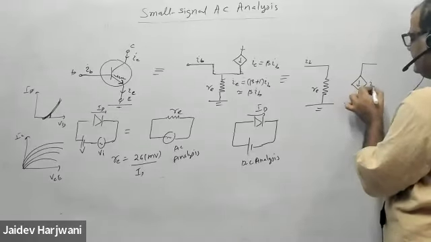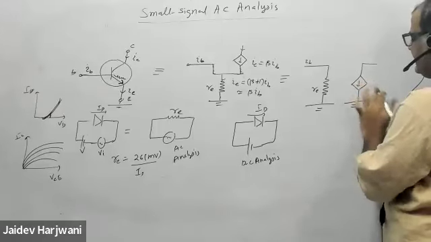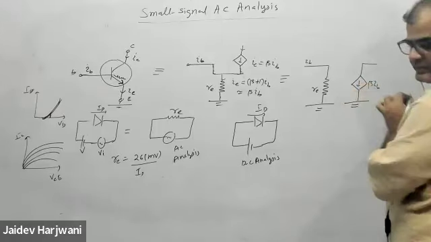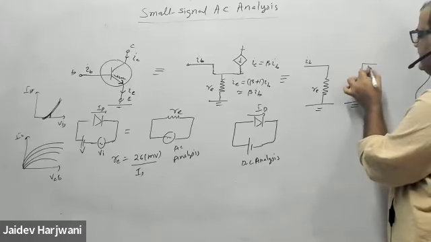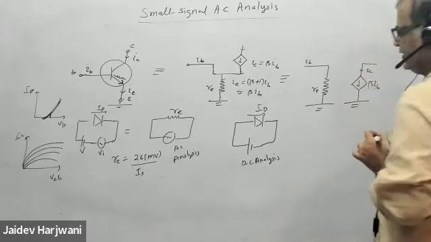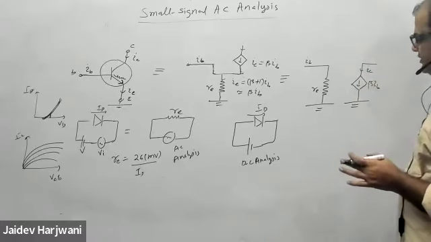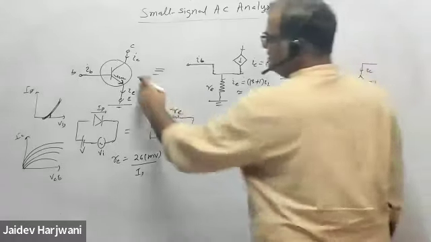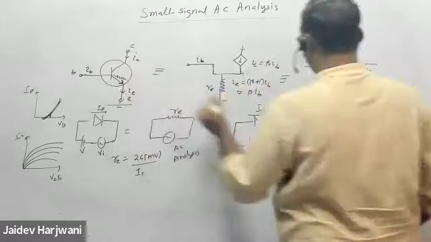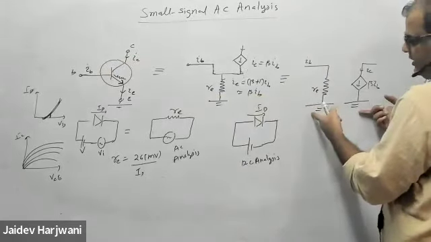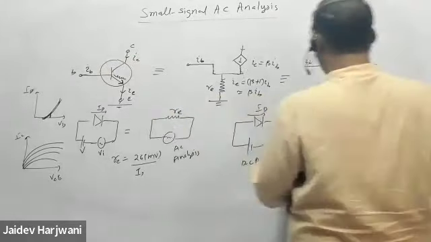This is IC, beta IB equal to IC is flowing here. So the idea is, whenever this part of the transistor comes, you have to replace it by this circuit. Because now this is grounded, so you can directly do ground.